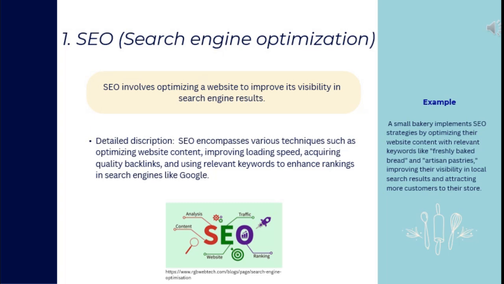For example, a small bakery implements SEO strategies by optimizing their website content with relevant keywords like freshly baked breads and artisan pastries, improving their visibility in local search results and attracting more customers to their store.